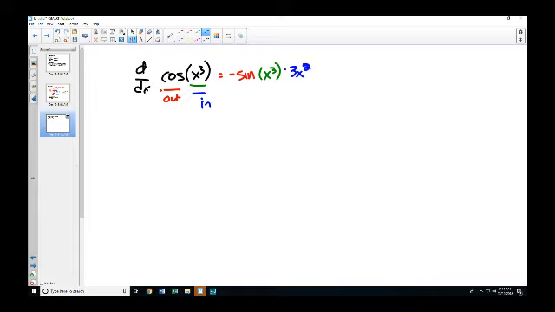So we then got sine squared x. That becomes 2 sine x. Then that times cosine x at that point too. Yeah, 2 sine x cosine x. Questions on this one? Okay, all right, let's try one that's a little bit harder.